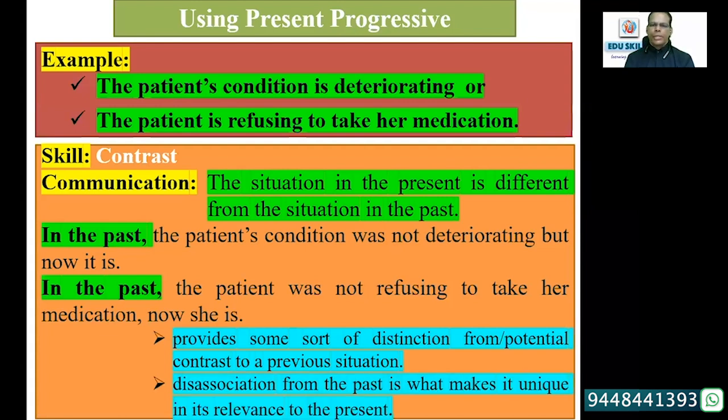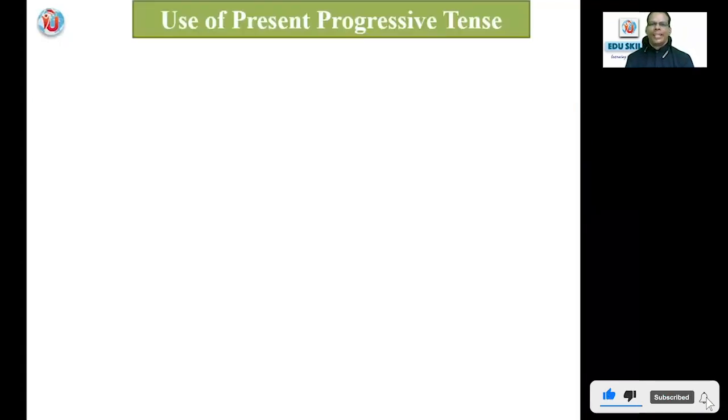Disassociation from the past is what makes it unique in its relevance to the present. The present progressive doesn't associate to the past. There is no connection to the past, or it is a contrast to the past. Hope it is very clear. It's beautiful. The tense is really beautiful.